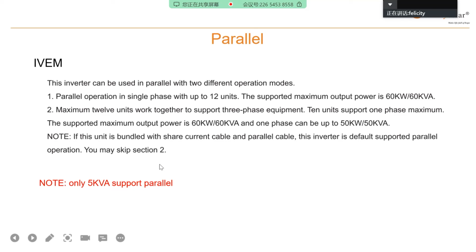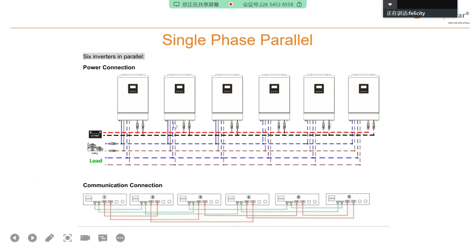For our IBEM, only 3 kVA and 5 kVA, and only 5 kVA can do parallel connection. Okay, this is the single phase parallel connection. This is the diagram. You can check this; you can find this diagram in the user manual.